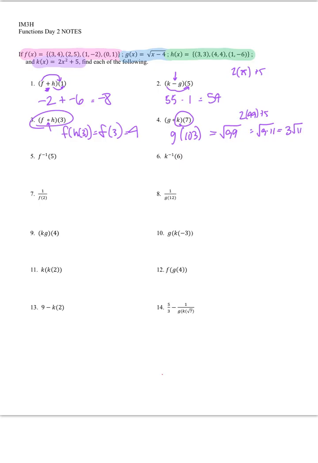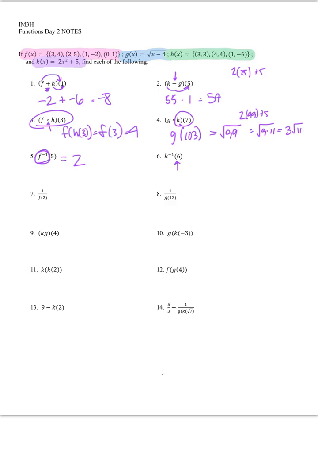All right, moving on to the next. You've seen this notation already. This means that 5 was the output on the f function. So what was the input? That's a 2. Here, this is asking for 6 as an output on the k function.